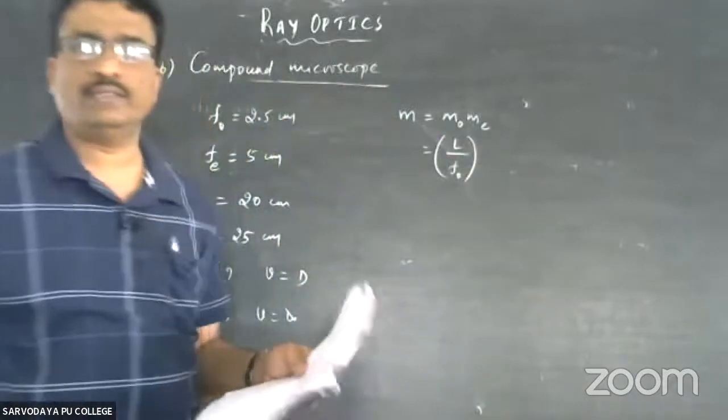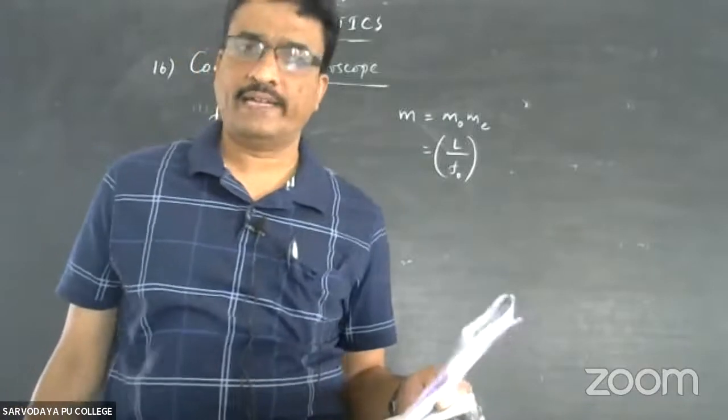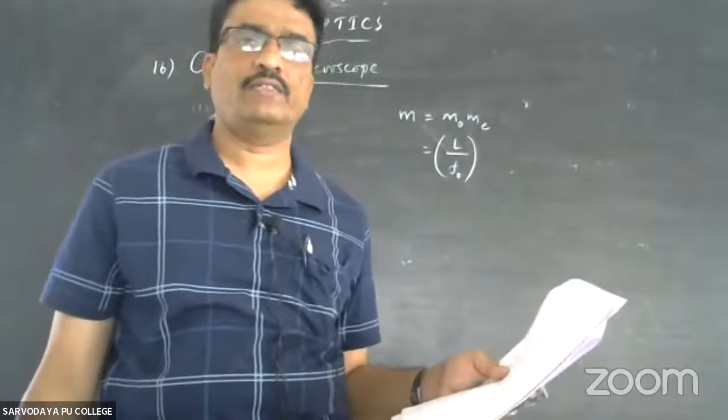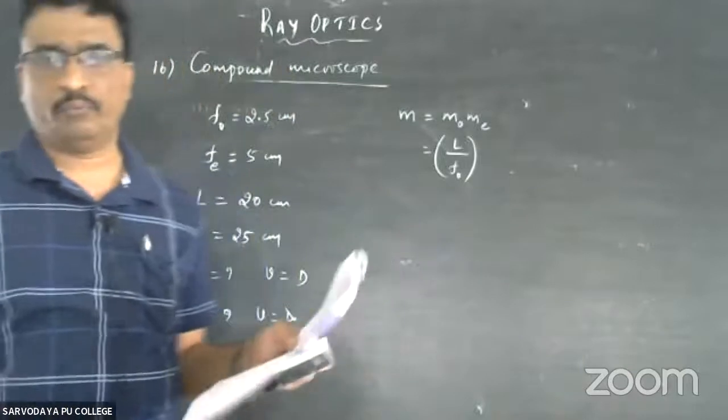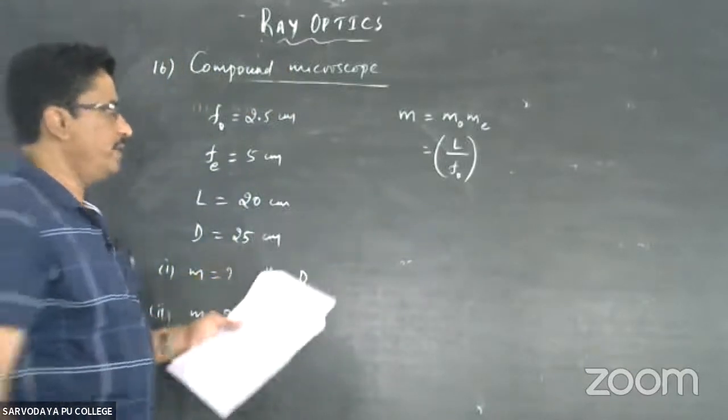That is the tube length, which is the distance of separation between the second focal point of the objective lens and the first focal point of the eyepiece. That is L divided by f0.